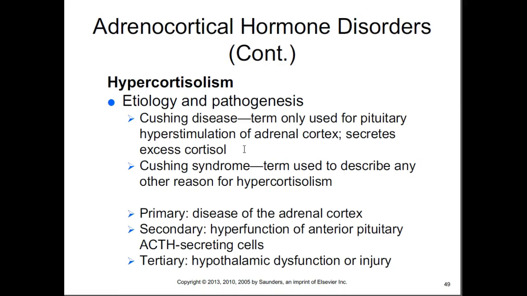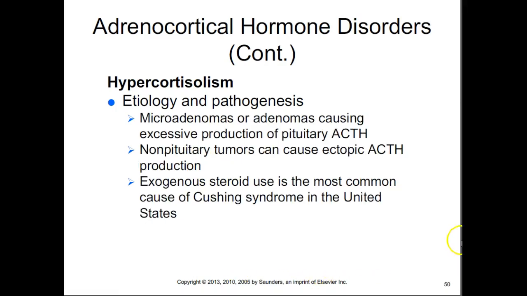So primary is the disease of the adrenal cortex. Secondary is hyperfunction of the anterior pituitary secreting cells. And tertiary is hypothalamic dysfunction or injury. Microadenomas or adenomas can cause an increase in the production of pituitary ACTH, and non-pituitary tumors can also cause ectopic ACTH production. Exogenous steroid use is the most common cause of Cushing syndrome in the United States. So if you use too much hydrocortisone.